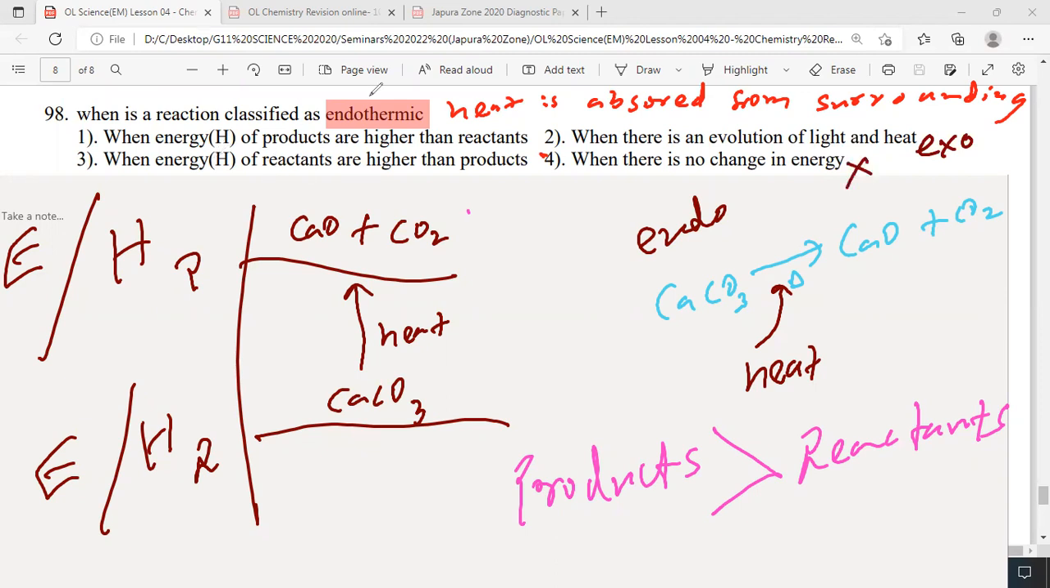Out of 1 and 3, what is the answer? Yes, anyone? Question number 98, what is the answer? Who has more energy, products or reactants? Endothermic means absorbing heat, or energy stored in the product. So the answer is the first one, very good. Energy of products is higher than reactants. That's a good question. You can put a star on it. This was introduced to the new syllabus after 2016. Every year, in all papers, they ask a question related to this.